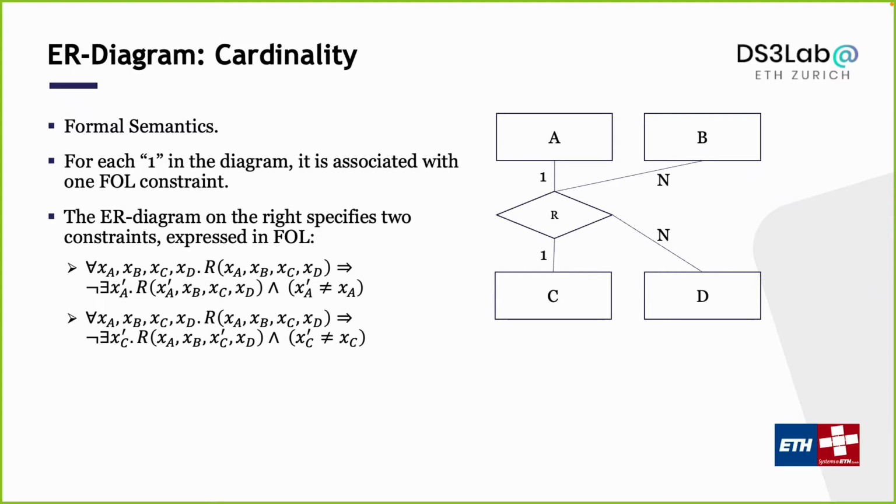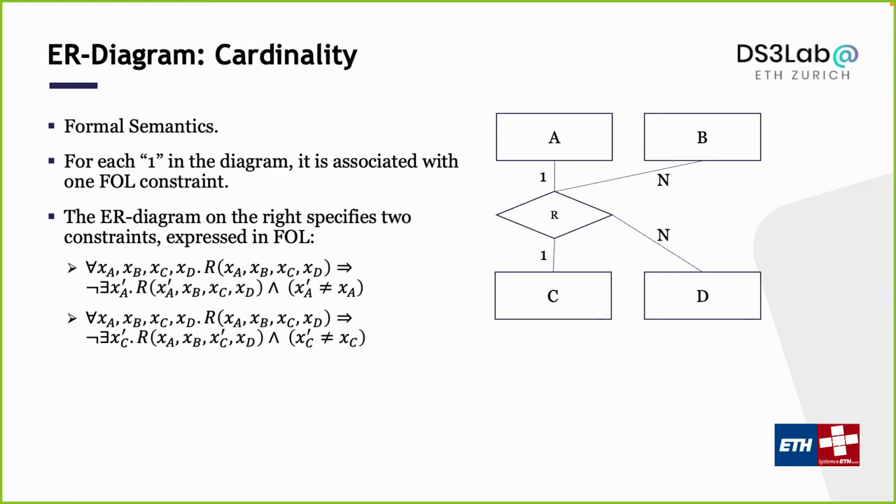For example, here, if I look at entity set A, right? The connection between A and R has a label 1. It means that for every unique combination of B, C, and D, they can only appear once in this relationship. I cannot have the same configuration of B, C, and D participate twice, linked to different values of A. Okay, so that is what we mean by this.